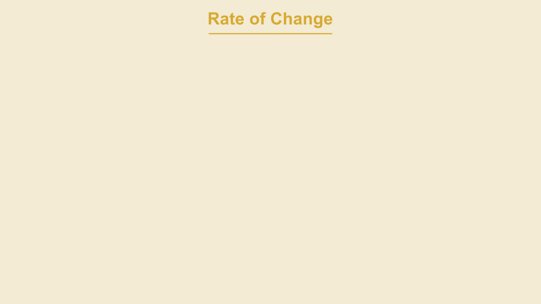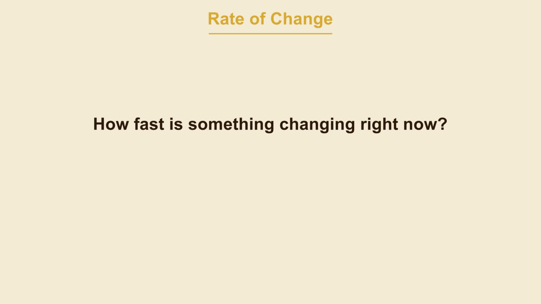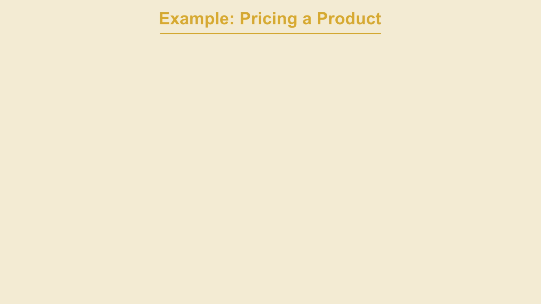Before we can talk about optimization, we need to build a tool. And that tool starts with a single question. How fast is something changing right now? That's a different question from how fast something changes on average. And the difference between those two ends up being one of the most important distinctions in all of quantitative finance. So let's start with an example.